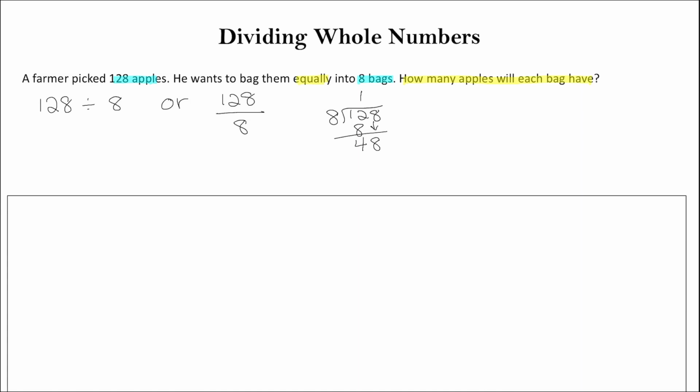How many times does 8 go into 48? 6. 6 times 8 is 48. So I'm going to subtract 48 from 48 to get a 0 at the bottom, which tells me there's no more I can take away or work with. And our final answer is 16 apples per bag.